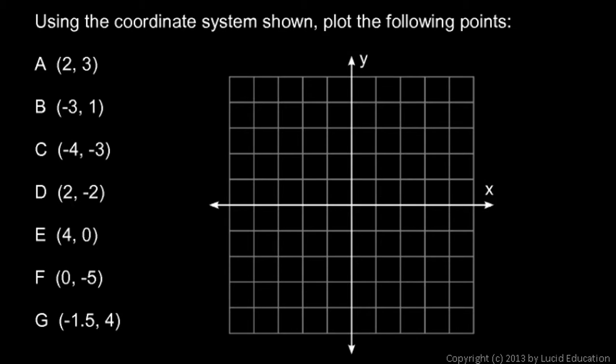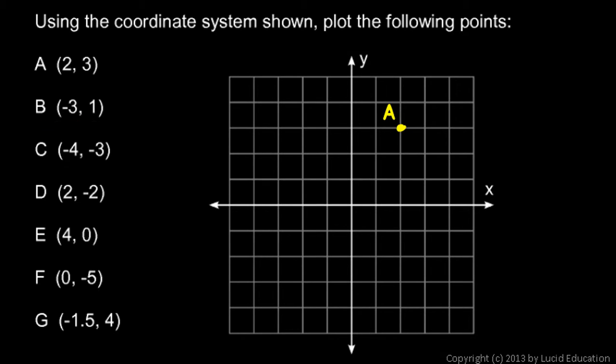Here we're told to use the coordinate system shown to plot the following points. So I'll do these one at a time and label them. Point A is (2, 3), so we go to the right 2 and up 3, and that puts us right there. So draw that point and write A next to it since that's point A.